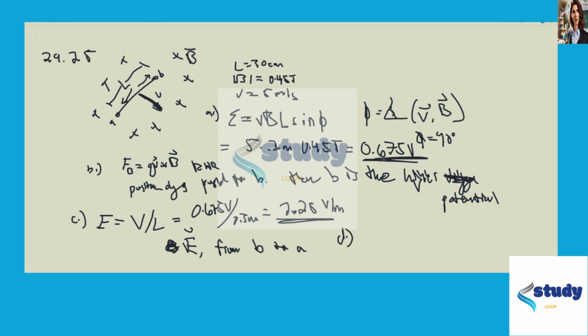Now D, that's where the positive charges accumulate. We already said positive charge at B, because of the force argument here. So that's good. Let's get a new page here.